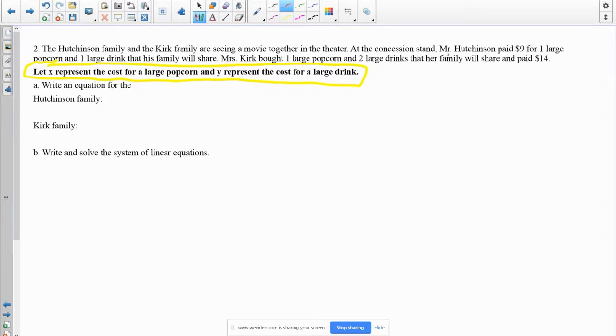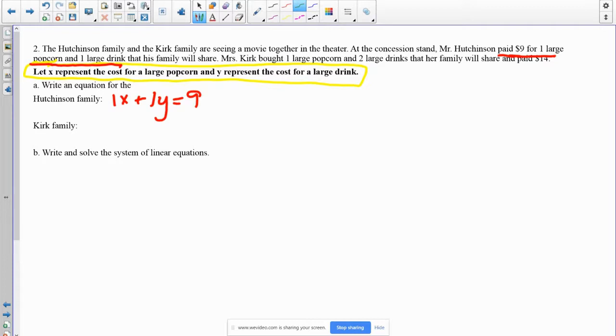It says at the concession stand, Mr. Hutchins paid $9 in total, for 1 large popcorn and for 1 large drink. So 1 popcorn, which is x, times I don't know how much value, plus 1 drink times y, which would be how much it's going to cost for my 1 drink. It's going to cost me $9.